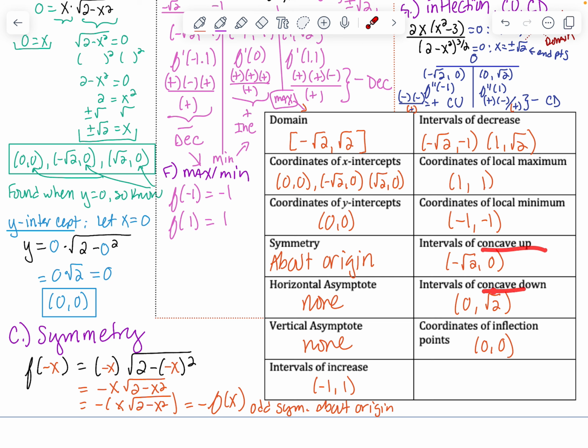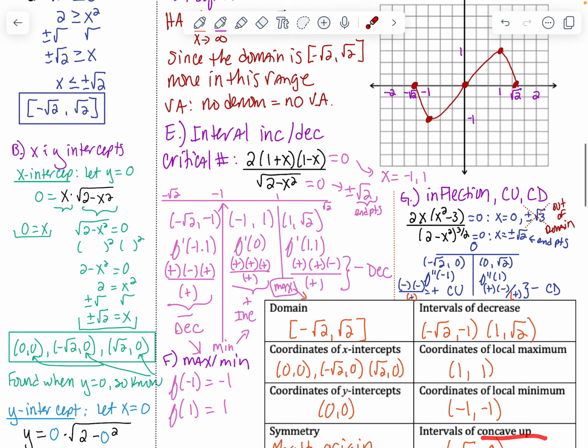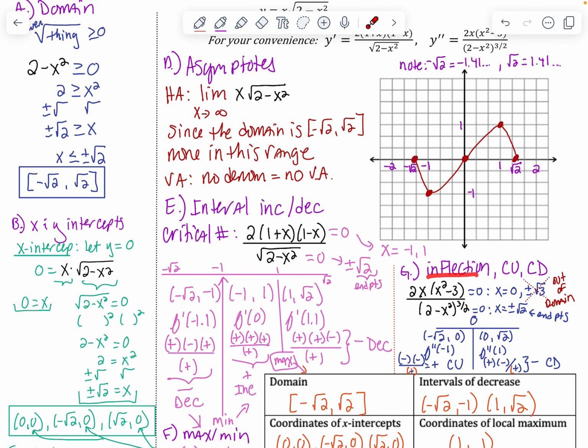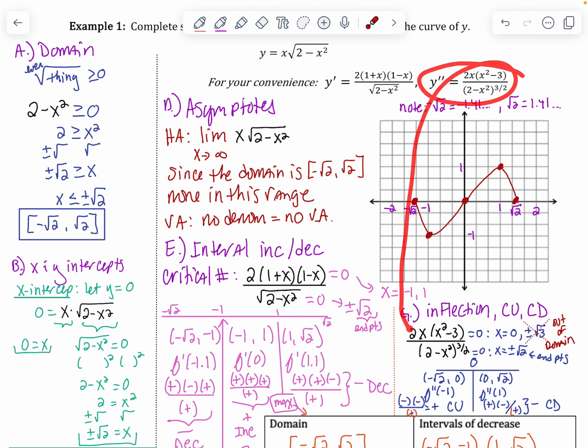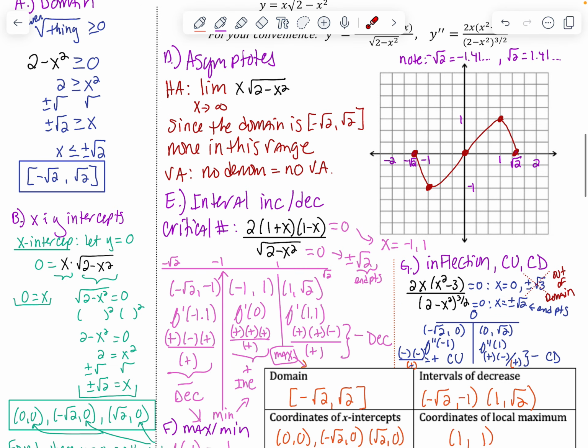Then I'm asked to discuss the concavity and the inflection points. So I come to part G, inflection points, concave up, concave down. Now I need the second derivative, which was given to me. I want to know really when the second derivative is 0, which is only when the numerator is 0. So I can set this equal to 0. And when I set x squared minus 3 equal to 0, I could add the 3 over. Take the square root, but I got values outside of my domain, so they don't help. We don't technically need to know when the denominator is 0.